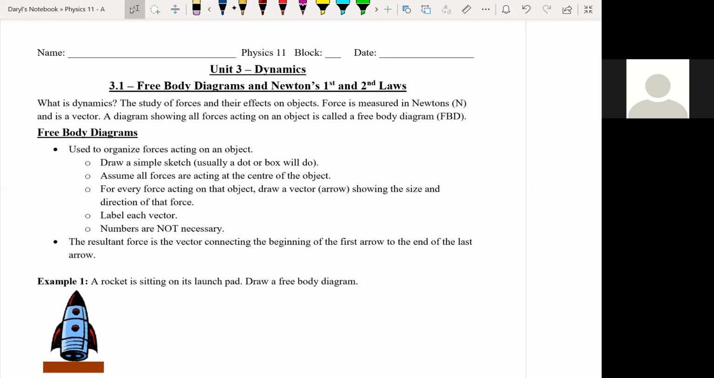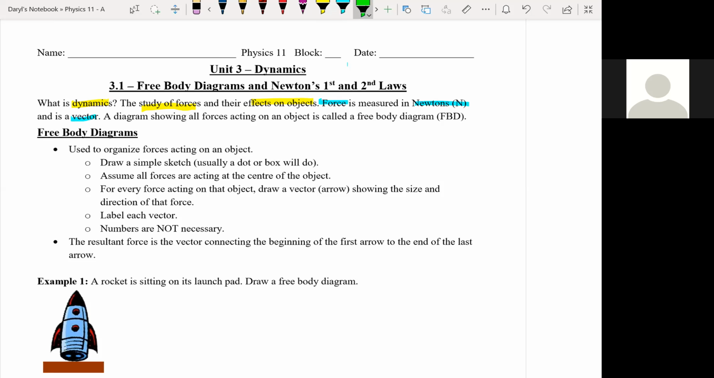So dynamics can be defined as the part of mechanics that studies the forces and their effects on objects. Force is measured in newtons, and it is a vector quantity. Therefore, it has both magnitude and direction. So you're going to treat force as a vector quantity. When you try to add or subtract them, remember your vector addition and vector subtraction.